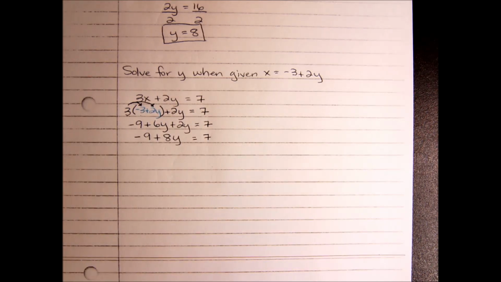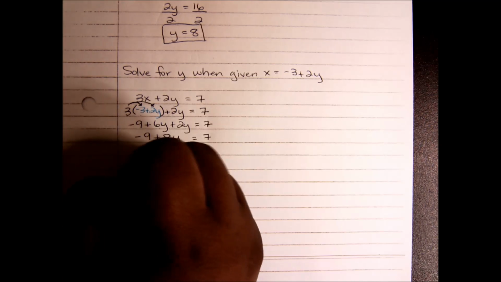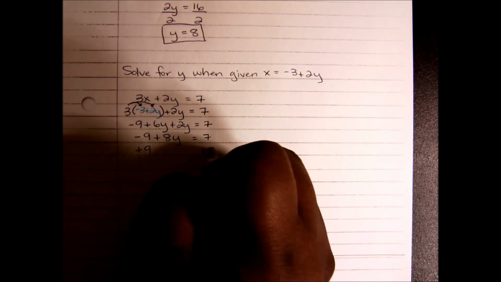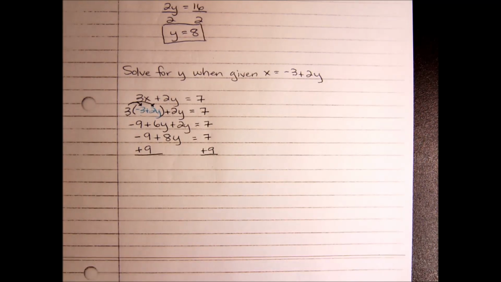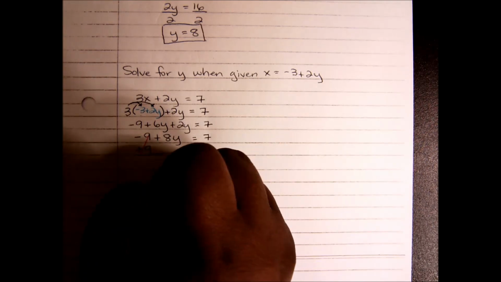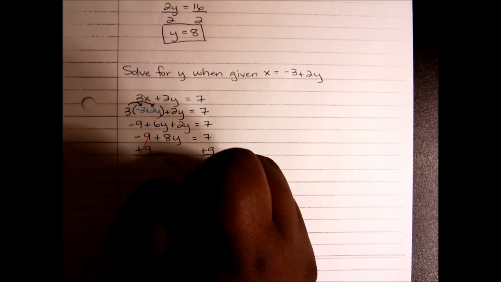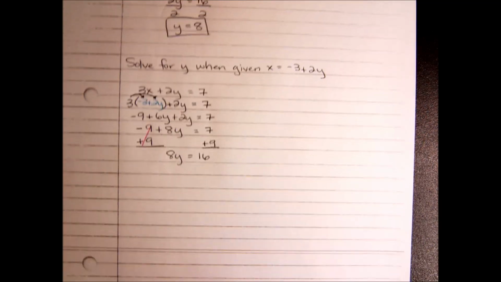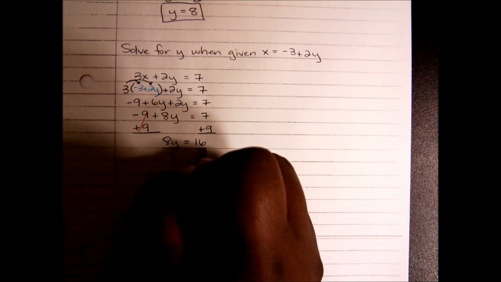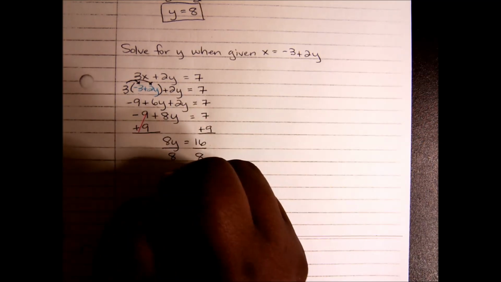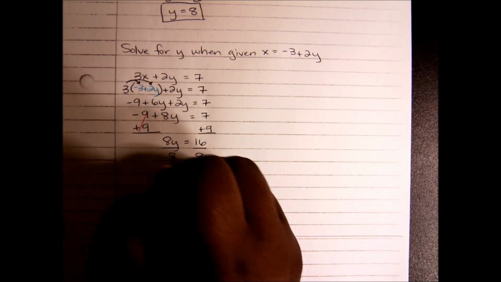So solving for y, we add 9 to each side. Remember, we undo any addition or subtraction first. Now, these cancel. Negative 9 plus 9 cancels. And we're left with 8y equals 16. Solving for y, we divide each side by 8. And we have y equals 2.